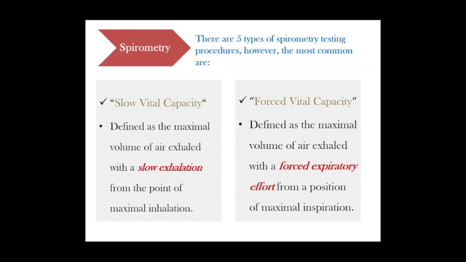The difference between slow vital capacity and forced vital capacity is the way that the patient exhales the breath. If we ask the patient to perform slow vital capacity, it's better to first ask the patient to breathe normally and maintain a stable breathing pattern to get an accurate result. So I will ask him to do normal breathing, please. Then I will ask him to take a big breath in, then blow, but slowly.